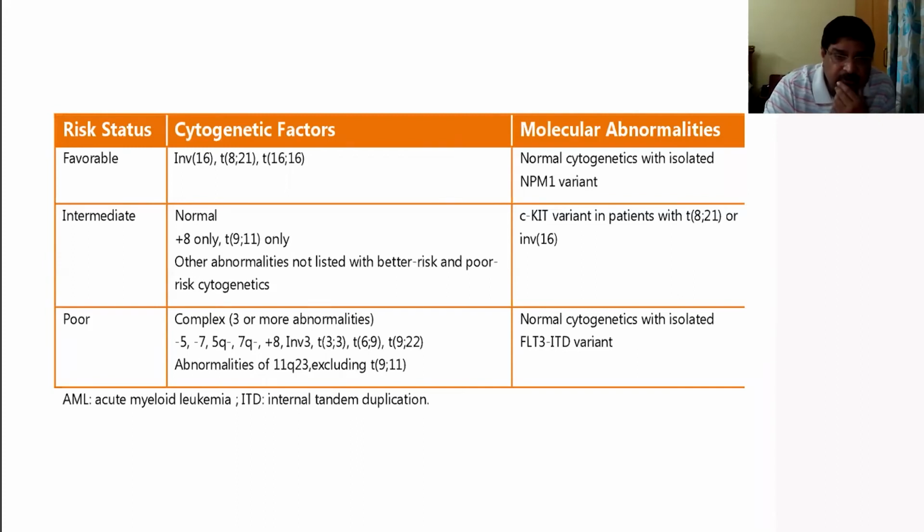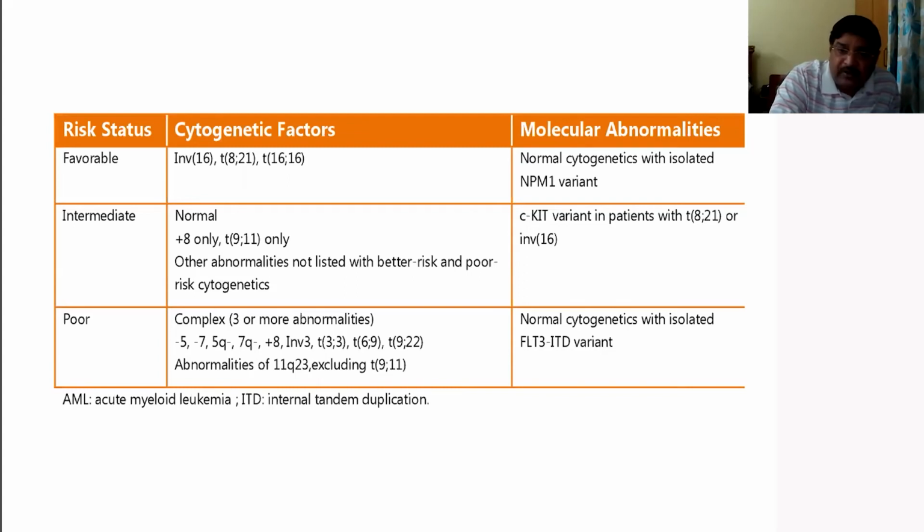So normal karyotype is intermediate. Trisomy 8 only could be intermediate. Other abnormalities not listed with better and poor are all intermediate. Similarly, when you look at the molecular side, you can have the FLT3 and NPM1 mutated AMLs. FLT3 is poor, NPM1 is favorable.